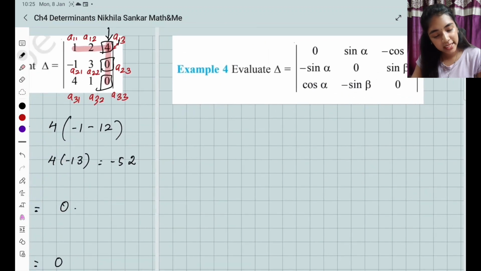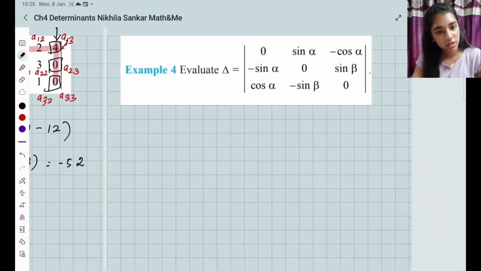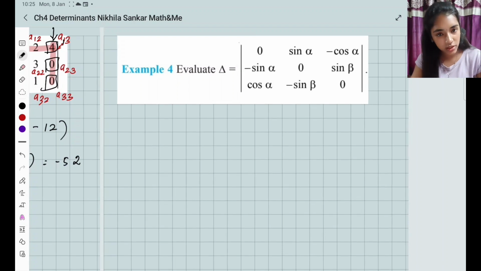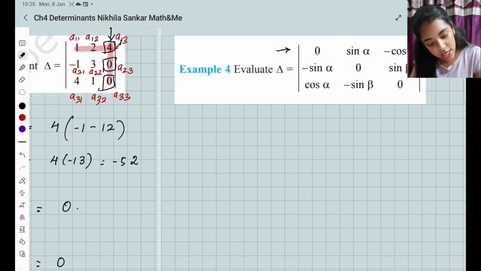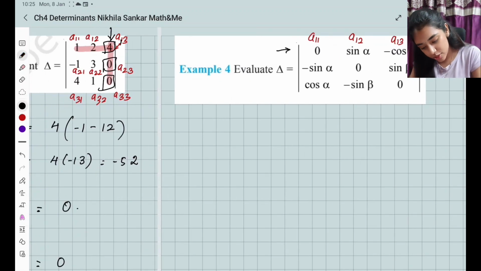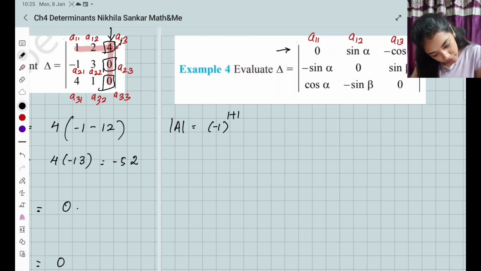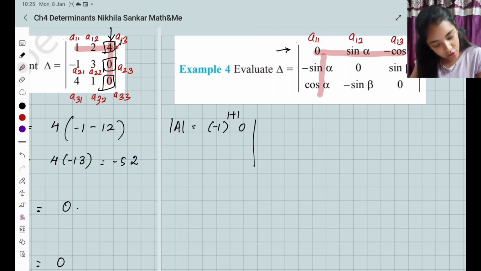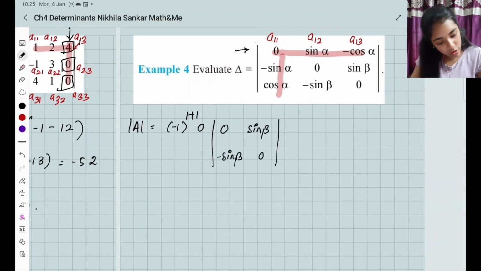Evaluate the determinant. Here I see that in the first row, second row, third row, all three have a 0. So we can take any row or any column. I'm going to take the first row. So the elements are A11, A12, A13. I'm going to take all three elements. First of all, I'll write in one line, determinant A is going to be first, minus 1 to the power 1 plus 1 times 0. 0 is the first row and first column element. If we neglect this, what will be inside? 0, sin beta, minus sin beta and 0. Now the first element is finished.